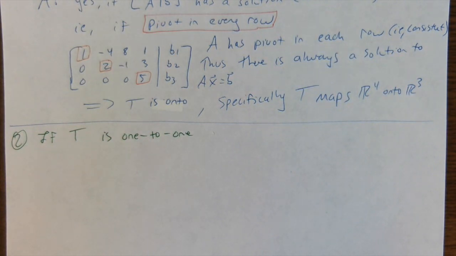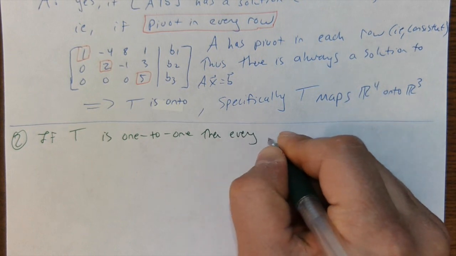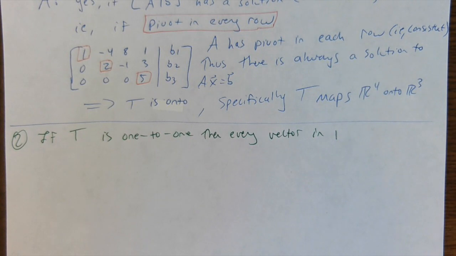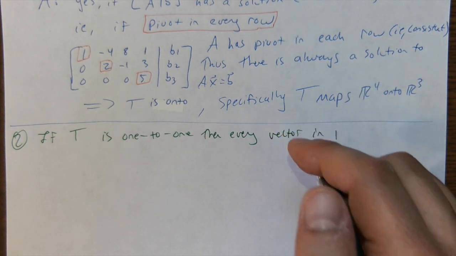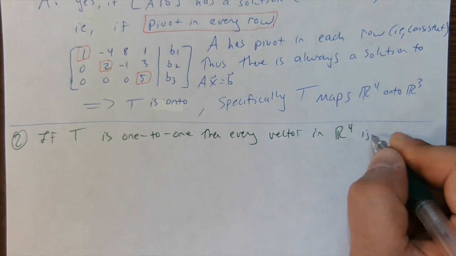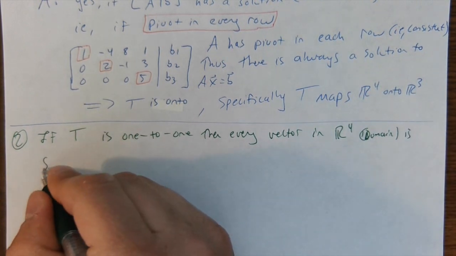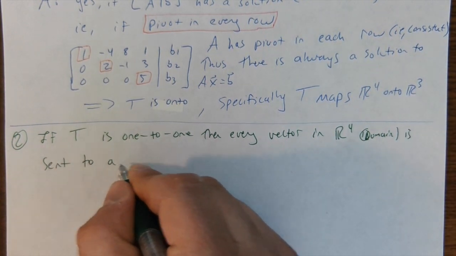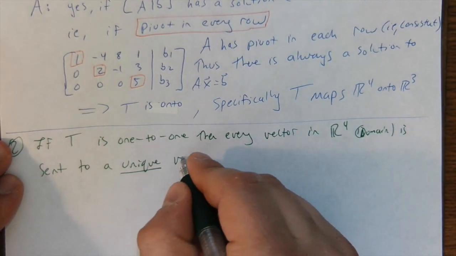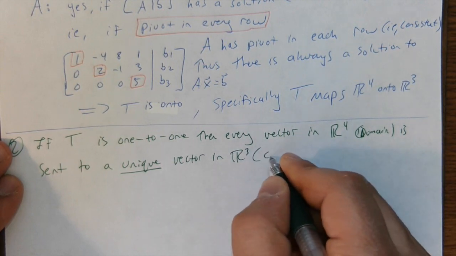So if T is 1-to-1, then that means every vector in the domain, in R4, the domain, is sent to a unique, and that's the key word, unique, vector in R3, the codomain.